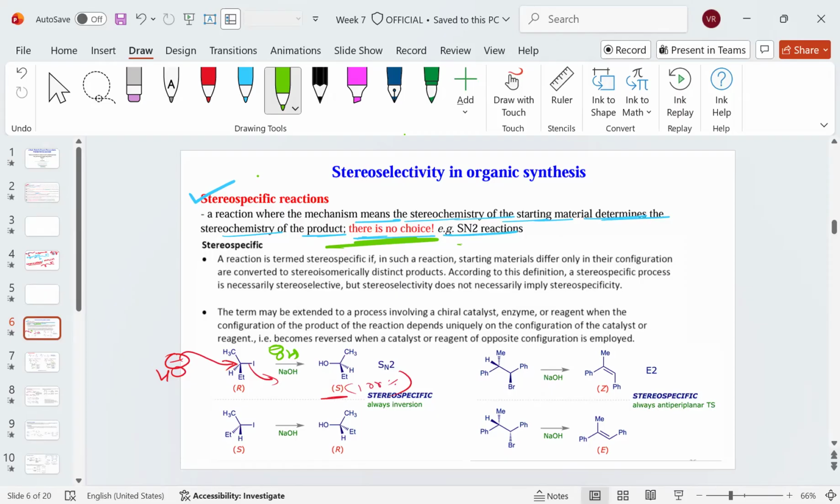And sorry, stereoselectivity does not necessarily mean stereospecificity. So inside this topic there are two terminologies that differentiate between stereoselectivity and stereospecificity. Selectivity means something getting measured, but stereospecific means it is getting 100%. There is no other choice. So that's stereospecific. The SN2 reaction is an example of a stereospecific reaction, right? Always inversion of configuration we get in this reaction.